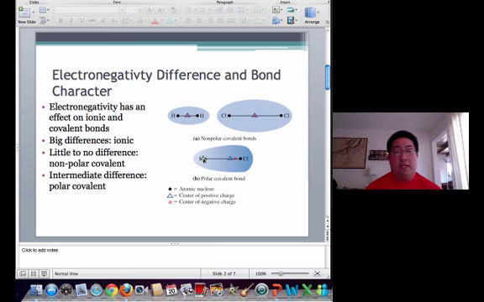polar covalent bond. If you look at the two where they combine with themselves, there's no difference in electronegativity because they have the same electronegativity values. And notice that the triangle and the dot are basically in the same spot, implying that there's no difference in electronegativity and that there's equal sharing of the bonded electrons, resulting in a nonpolar covalent bond.